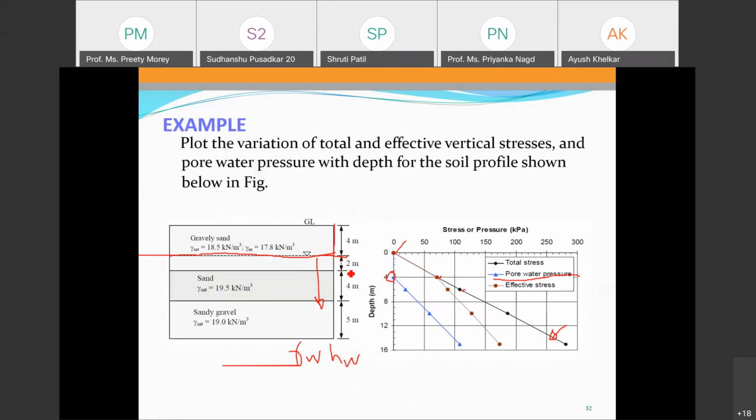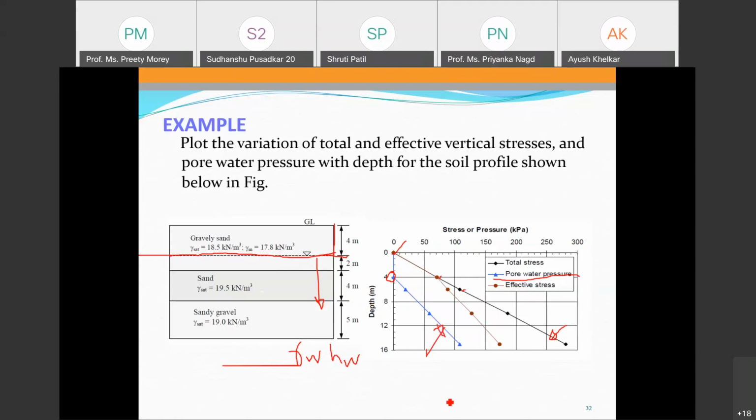But if I immediately go 2 meter below, it will be 2 into 9.81. Or suppose at this level, 6 into 9.81. So that amount is calculated and plotted. So this curve is for the pore water pressure.